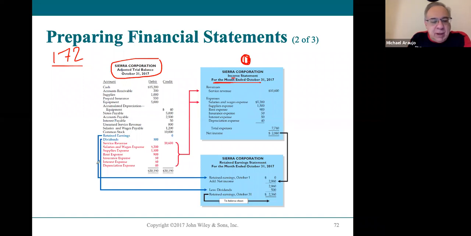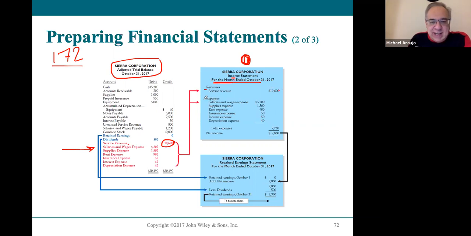The very first thing that goes on an income statement is revenue, and guess where we find that number? On the adjusted trial balance. Here's your revenue number, 10,000. Here's your revenue account, service revenue. That's where this comes from. Comes right from there.